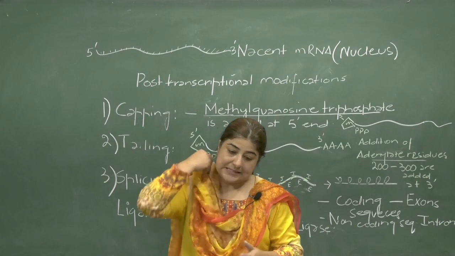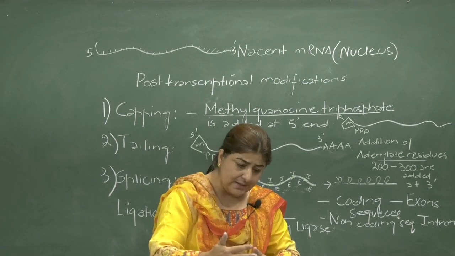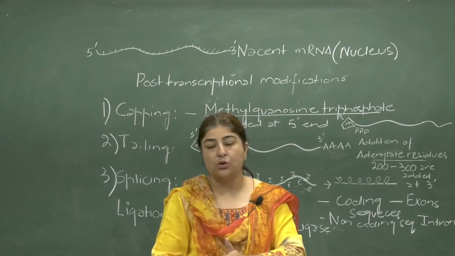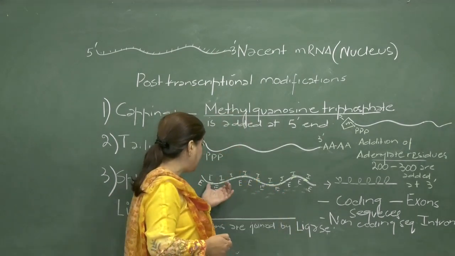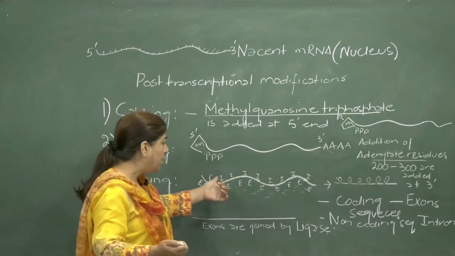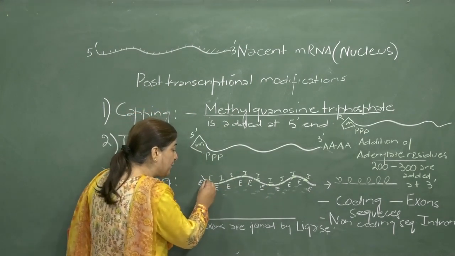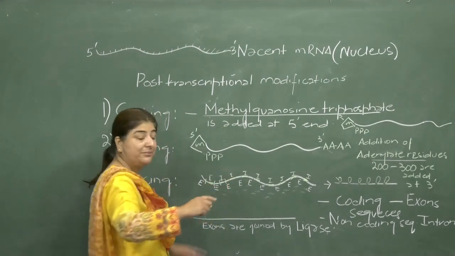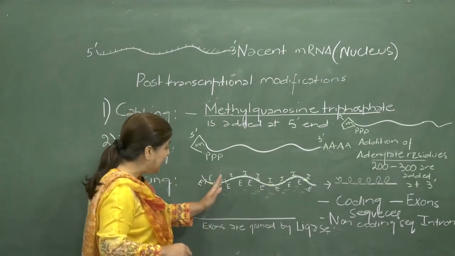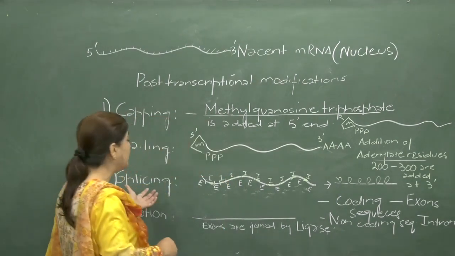So you should remember this nascent mRNA contains two types of sequences: one is the coding sequence and one is the non-coding sequence. These non-coding sequences, as I said, are in the form of introns, and they do not code for anything. So before going to the cytoplasm, these non-coding sequences need to be excised from this nascent mRNA transcript. These introns are removed or excised by a process known as splicing.